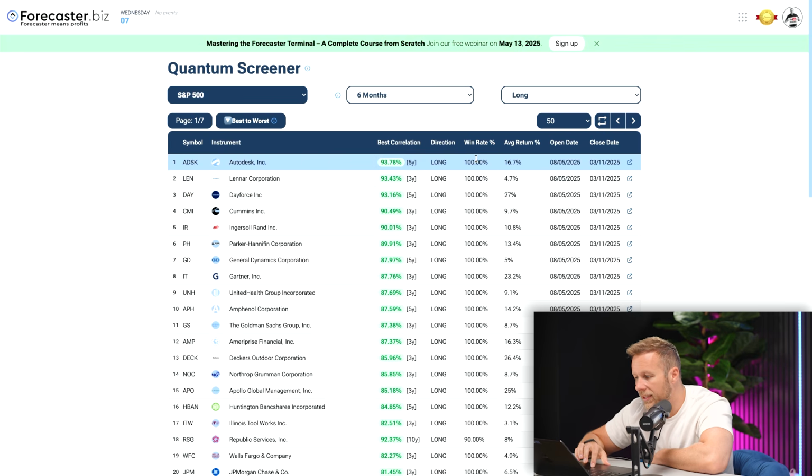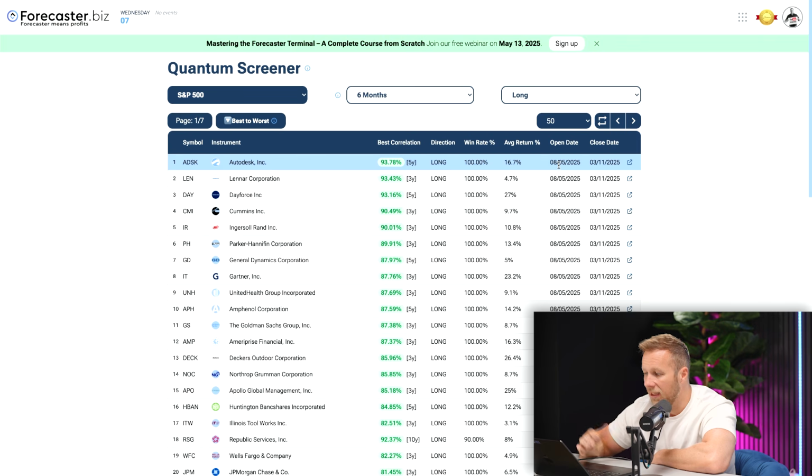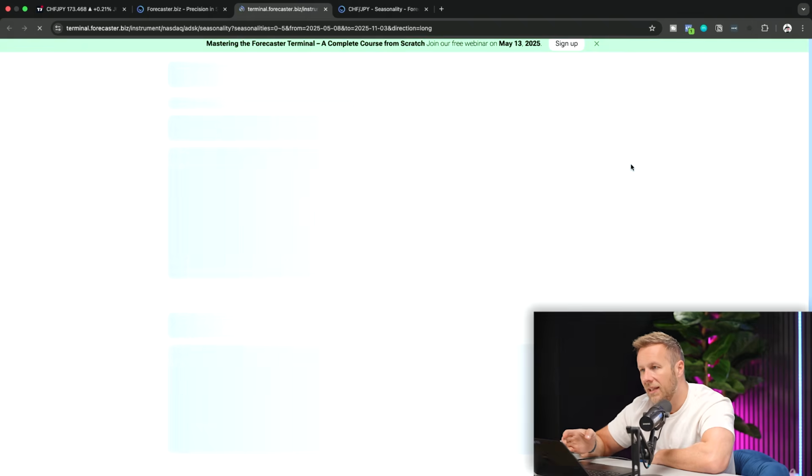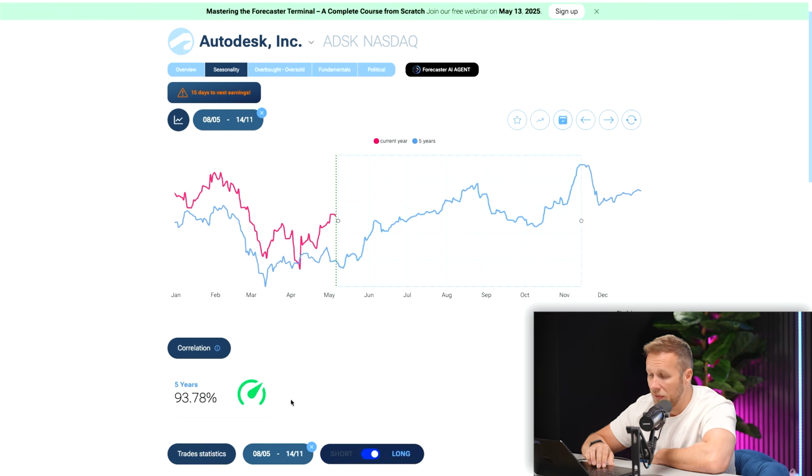Now, I can see that we're showing a 93% or 94% correlation score, long position, 100% win rate, right, over the last 5 years. And then, great, it looks great, 16.7%. This is a really nice looking opportunity. So let's delve into that a little bit more and go into, first of all, the seasonality. Look at that, right? So if we hold this to the end of the year or mid-November time, that looks pretty decent, right?